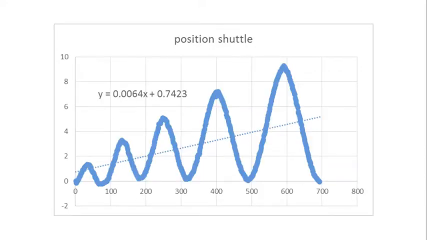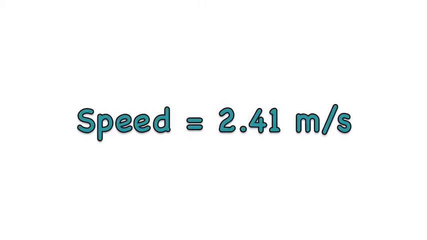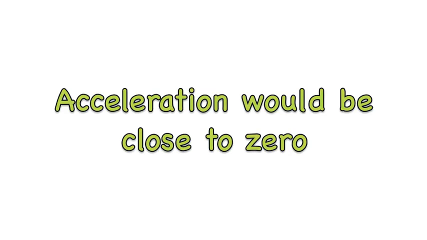As for the shuttle run, it can be seen in the XT graph that the subject ran towards the right, then to the left, in the 5 segments. Calculating the speed, we get the value 2.41 meters per second. Through the polynomial equation of the XT graph, we can see that the overall acceleration is close to 0.